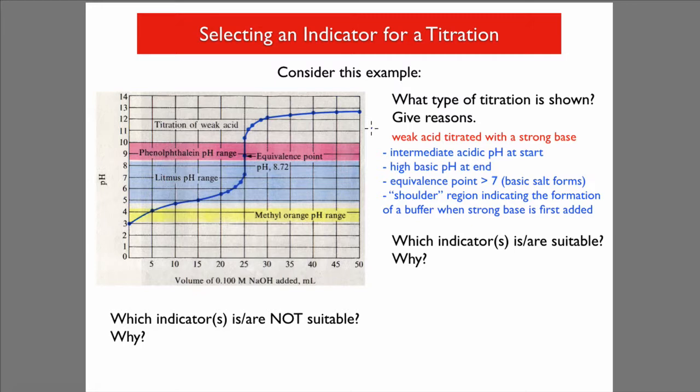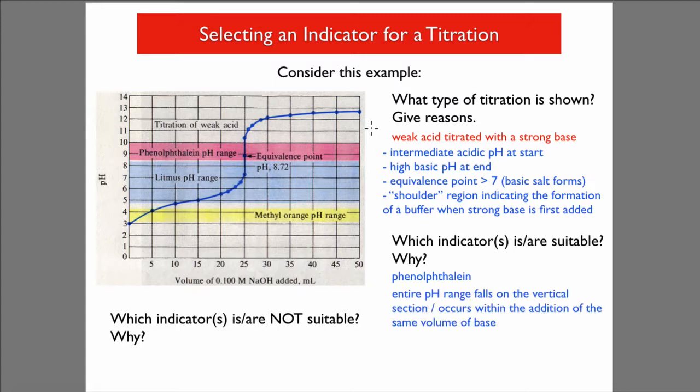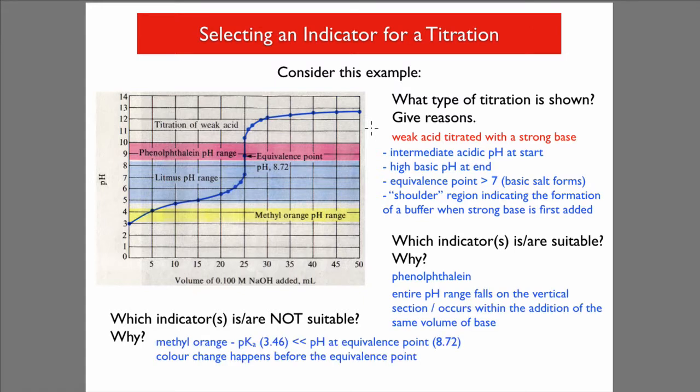Which indicators are suitable and why? Well, phenolphthalein would just be perfect because it falls right in there, and you can see its pK is right on the equivalence point. It's just wonderful to use.